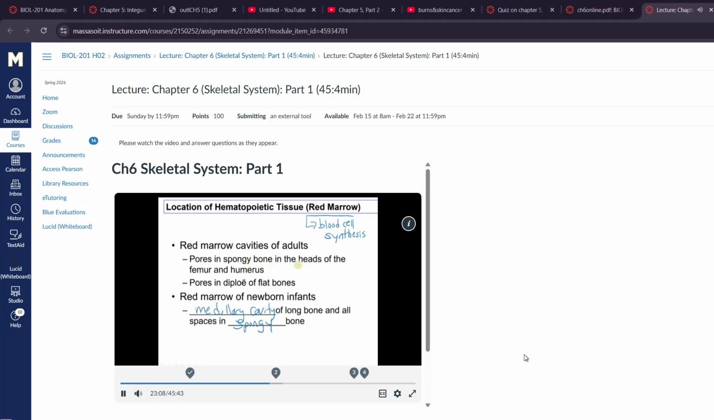So if you wanted to, for example, perform a bone marrow transplant, taking a portion of somebody's bone marrow and giving it to somebody else, perhaps who had cancer of the bone marrow, you want to go to a place where there's a lot of red marrow. In an adult, the most active sites are in the spongy part of the hip bone, which is an irregular bone, or in the sternum, which is a flat bone.